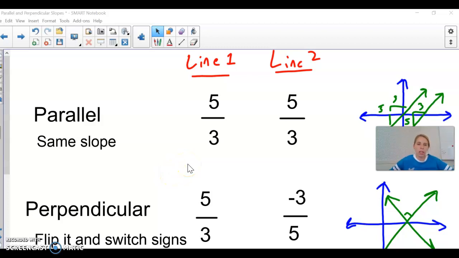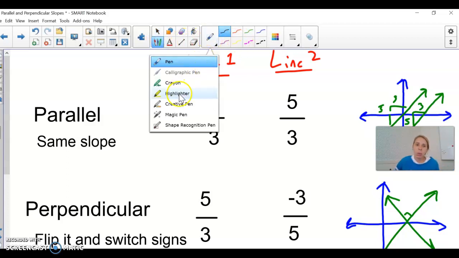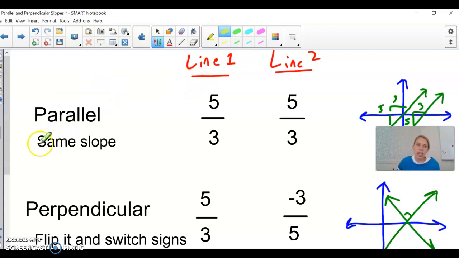So, part one of this week is talking about parallel and perpendicular lines and their slopes. So, let's just jump right in. Parallel lines have the same slopes, okay? So, anytime you hear what kind of slope do parallel lines have, they have the same slope.